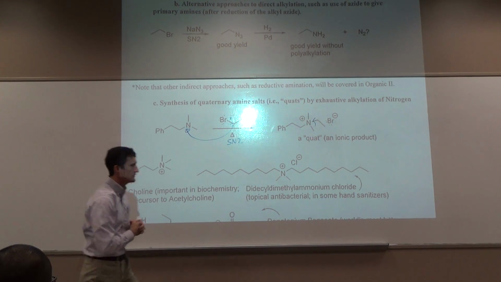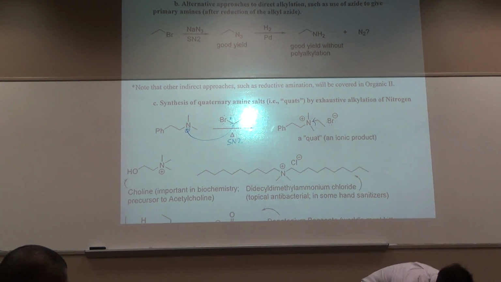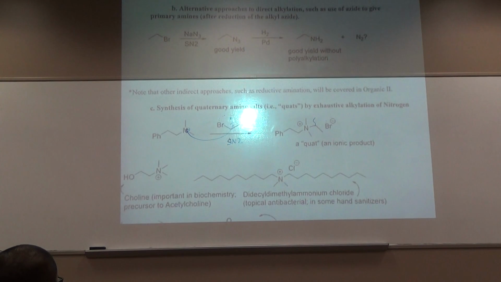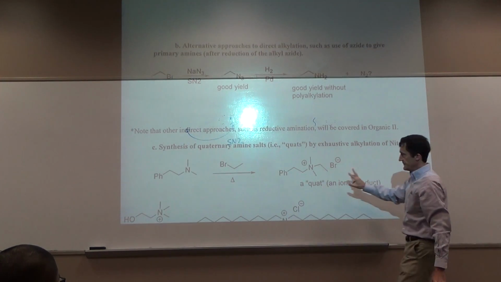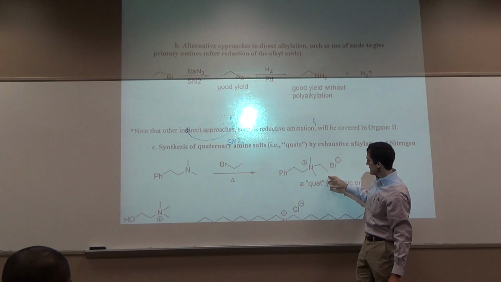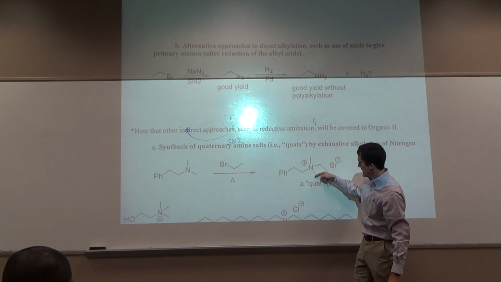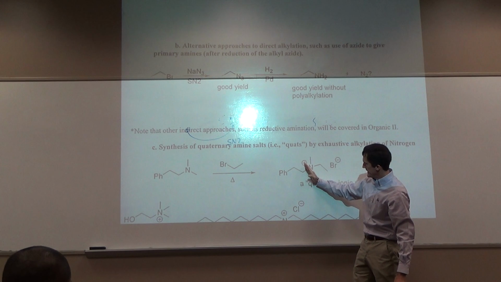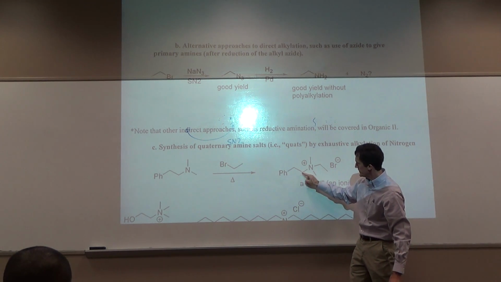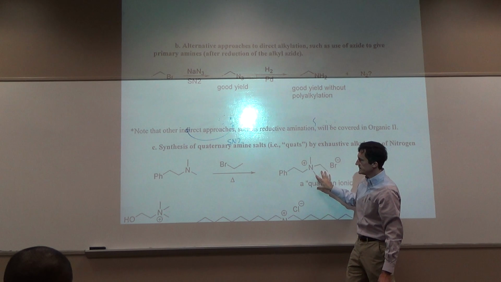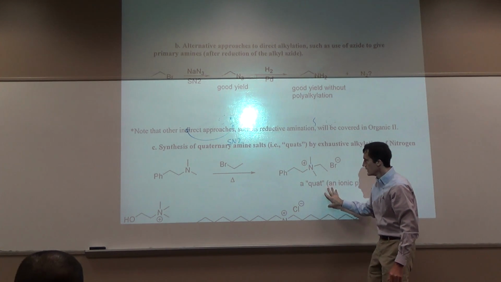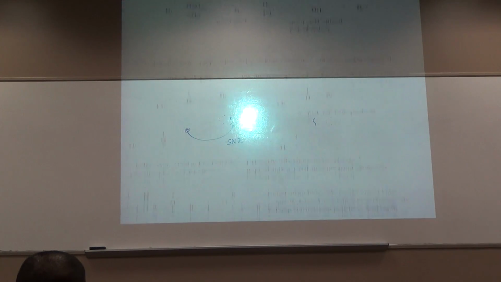Okay. What are some other examples of quats? So, how do you make a quat? We just showed you. Of course, this can be made a different way. You could start with maybe these 3 groups on there, and then make that bond, where that carbon has a leaving group and the nitrogen bonds to that carbon. So there could be different ways to make quats. Other examples of quats.